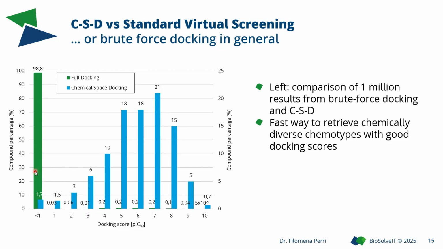If, on the other hand, we look at the distribution of the chemical space docking depicted here in light blue, we can see that the chemical space docking sample is highly enriched in good docking scores, and we trimmed down those poor binders from millions to a few hundred. So we could retrieve very fast chemically diverse chemotypes, and especially those with good docking scores. So definitely chemical space docking is scientifically efficient, but not only.